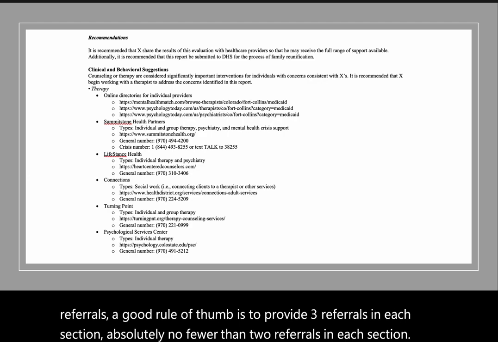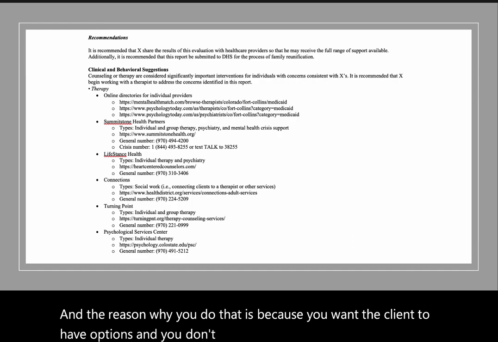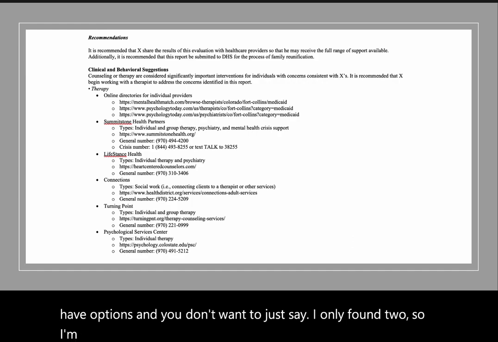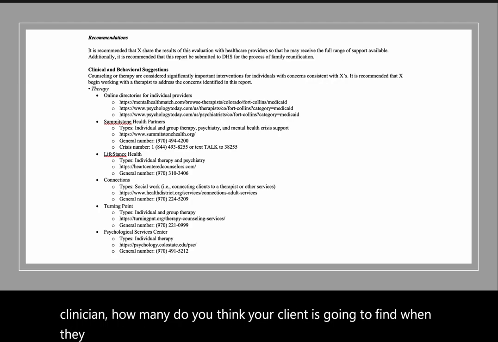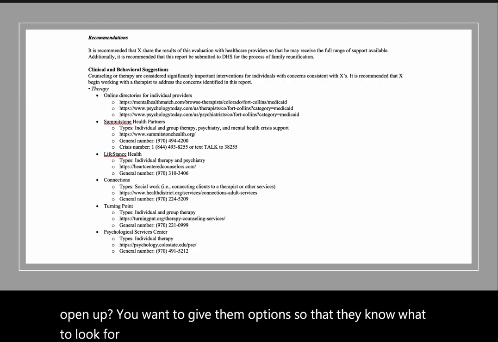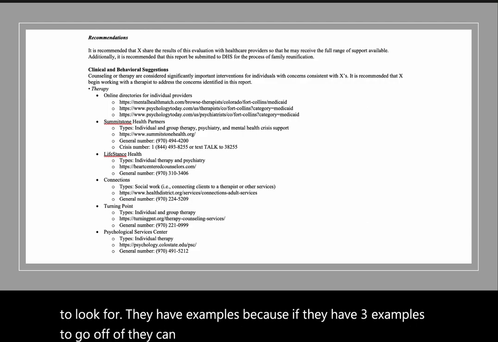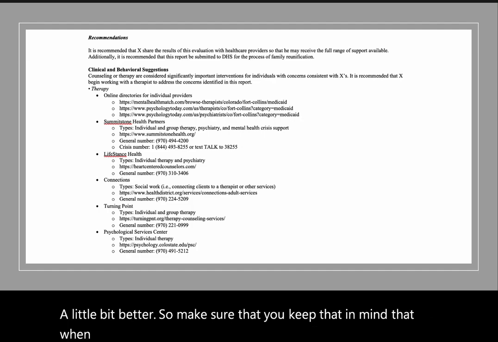And the reason why you do that is because you want the client to have options, and you don't want to just say, oh, I only found 2, so I'm only going to give you 2, because if you can only find 2 as a clinician, how many do you think your client is going to find when they don't always know what to search for online or which links to open up? You want to give them options so that they know what to look for. They have examples, because if they have 3 examples to go off of, they can narrow down their search terms a little bit better.